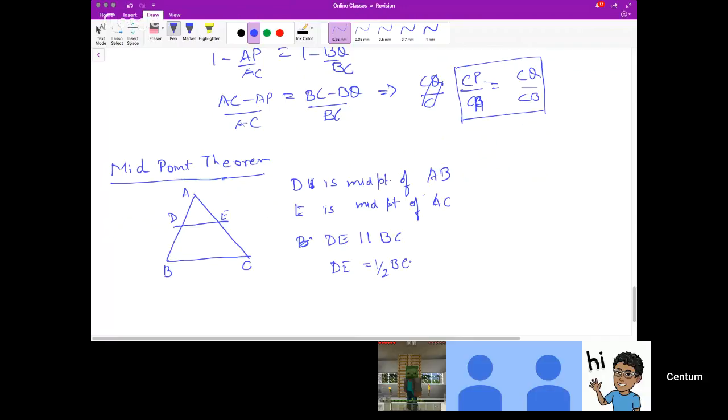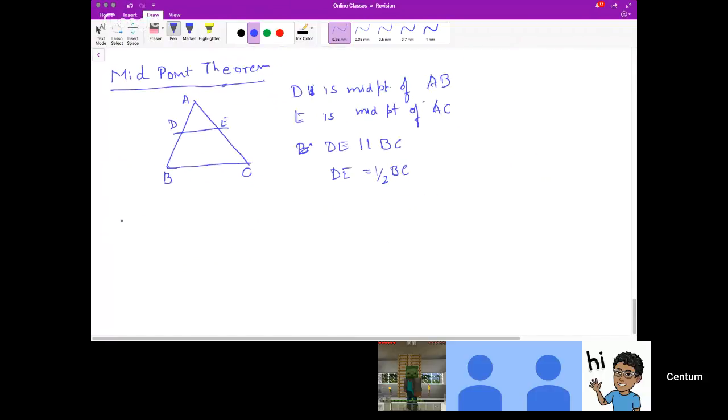So basically, the midpoint theorem I will write also, but you can check it from the book as well. It says that the line joining midpoints of any two sides of a triangle is parallel to the third side, and the next step is that side DE is half of BC.